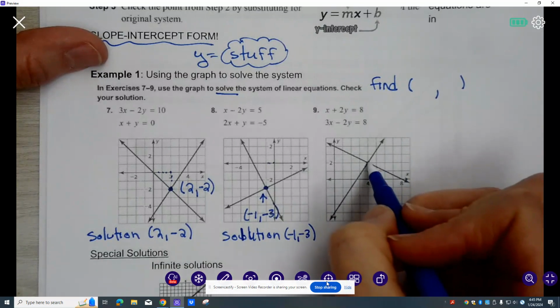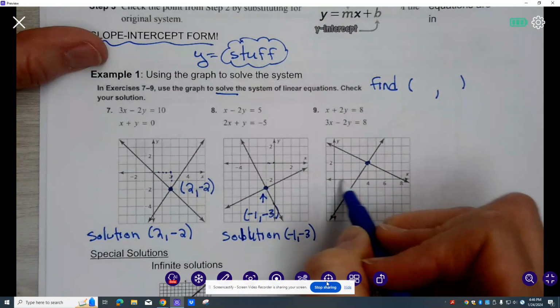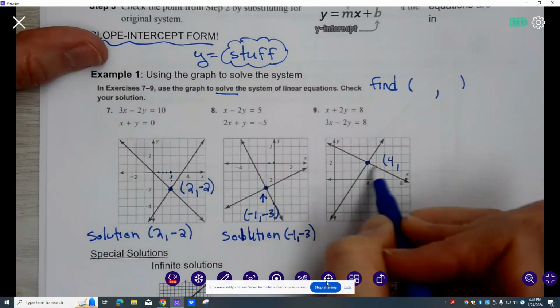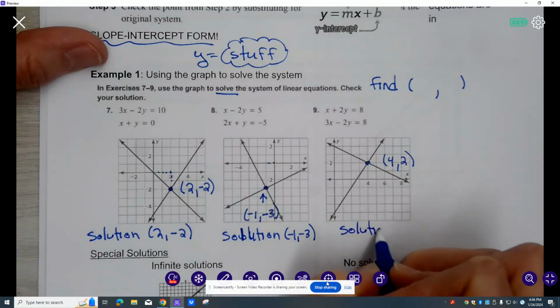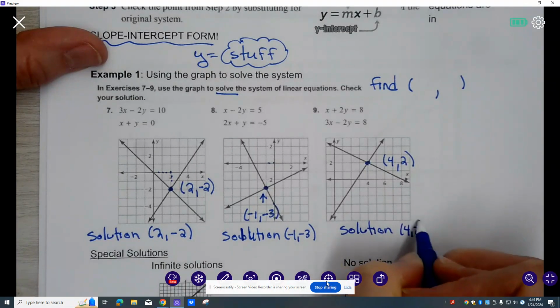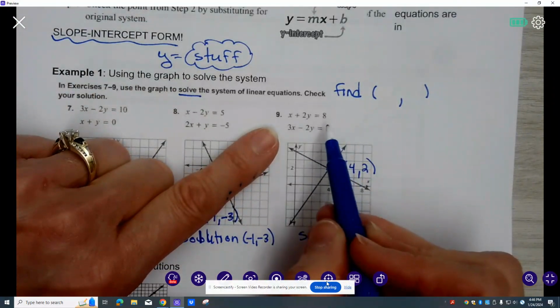Okay, one more. To get to this solution, I went to the right 4 and up 2. So the solution is 4, 2. Now, if I were to check this one, I would go to my equations here.